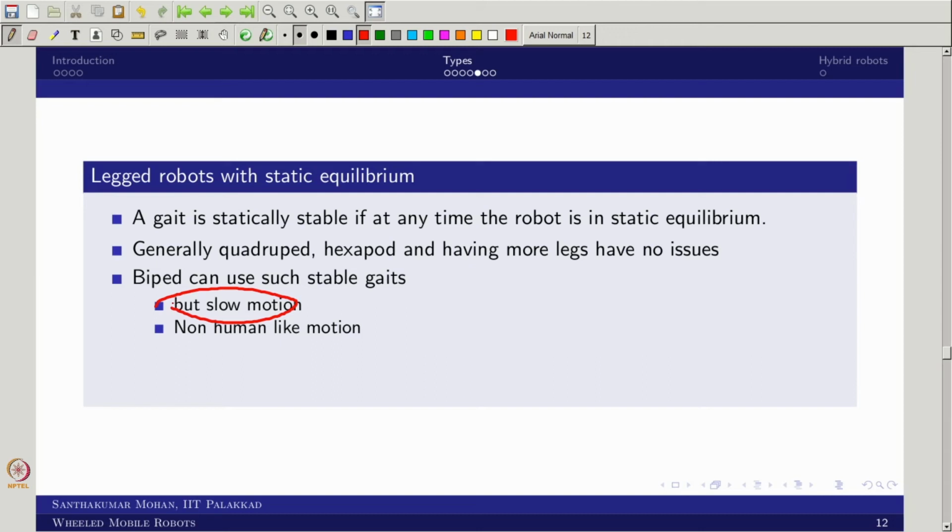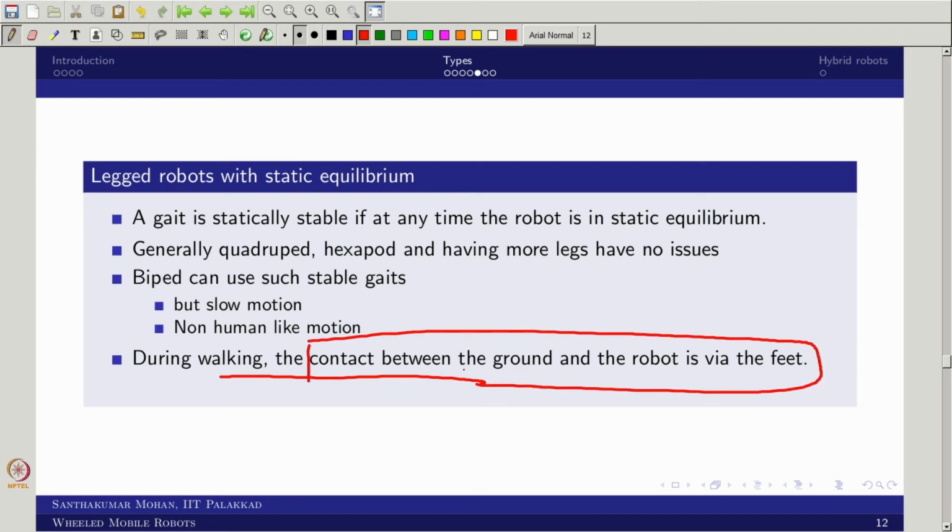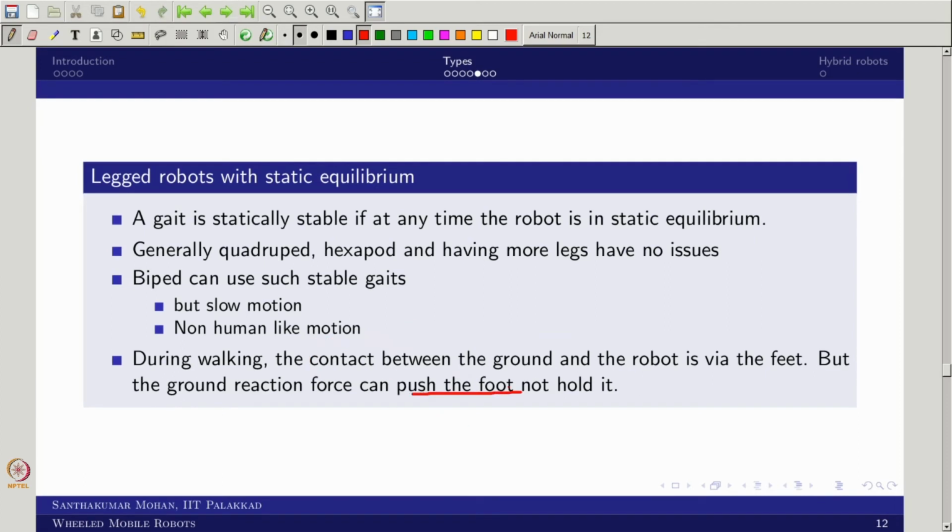But this is not going to look like human-like motion, right? For example, you are taking each leg like this, like this. Then you would feel it is slow, it is boring, right? That is what happened in the humanoid category. During walking, one is supposed to know that the contact should always be made from the feet, and you have to make sure of one critical fact, the zero moment point, or what some people call the center of pressure, is supposed to fall within the contact region. That is what we are trying to see. And further, the ground reaction force always pushes the foot up, not holds it.